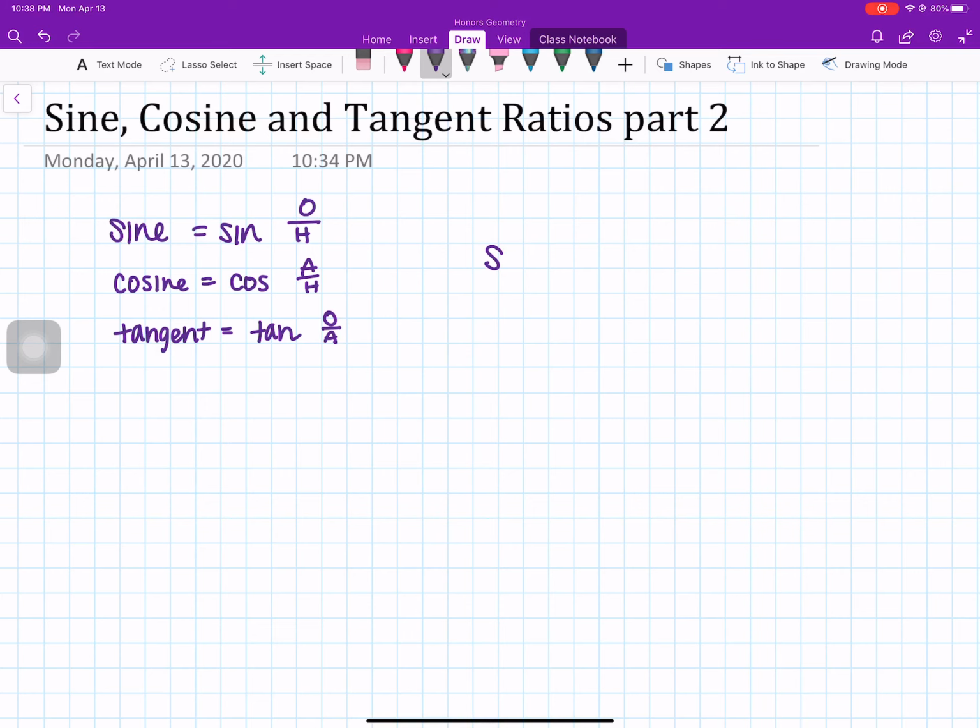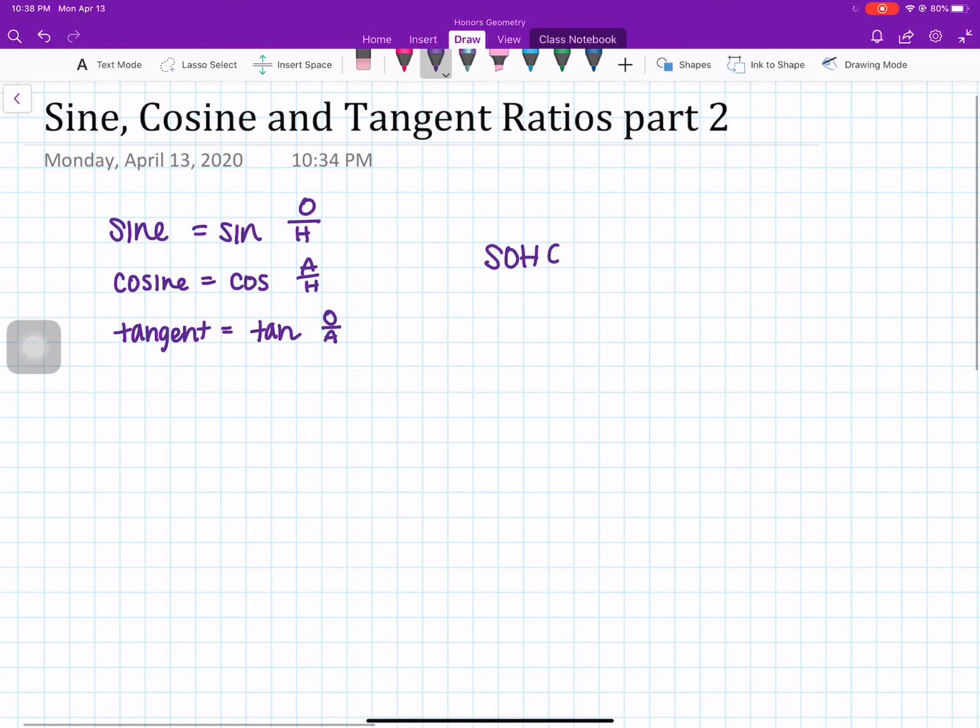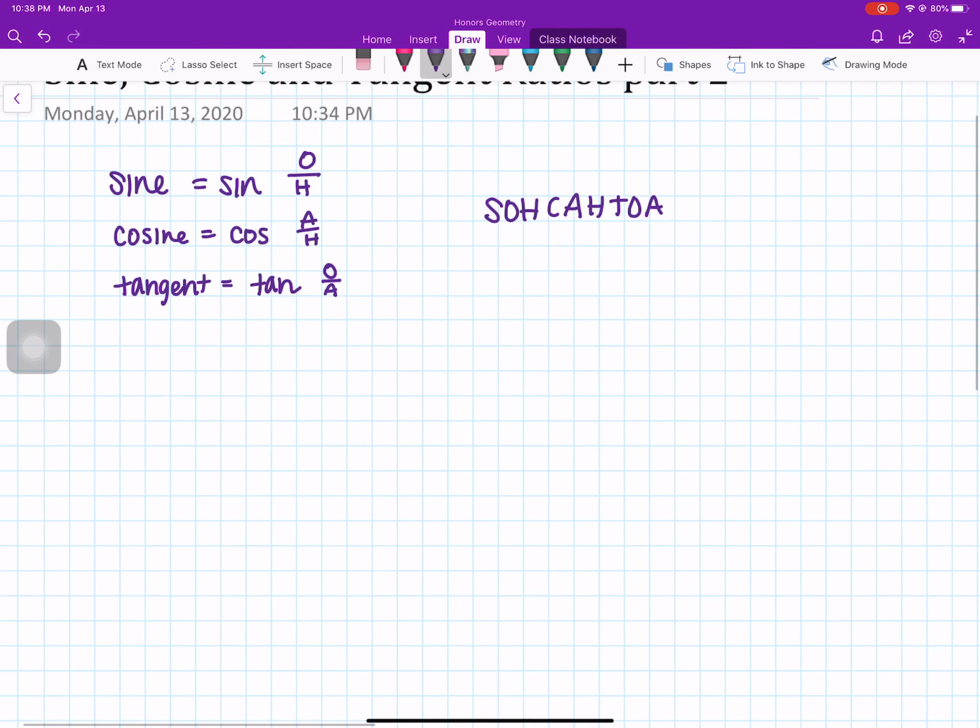And we have this acronym that's very popular that you'll hear people say, SOHCAHTOA. Again, it's there to help you kind of remember the order that things go in. If you spell it wrong, it's really not that helpful.